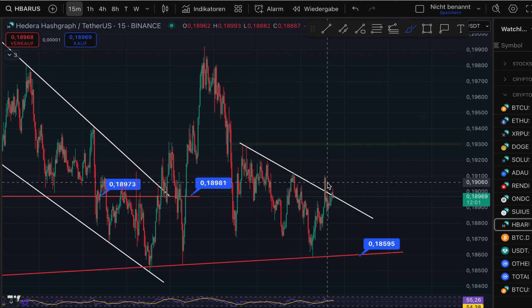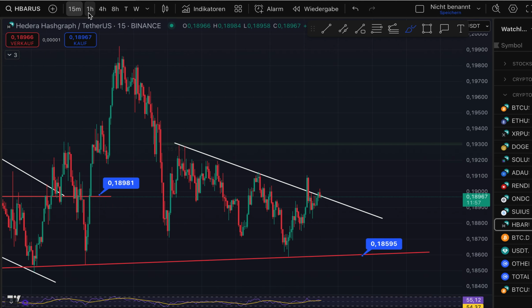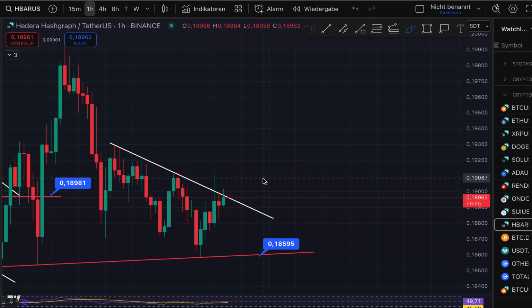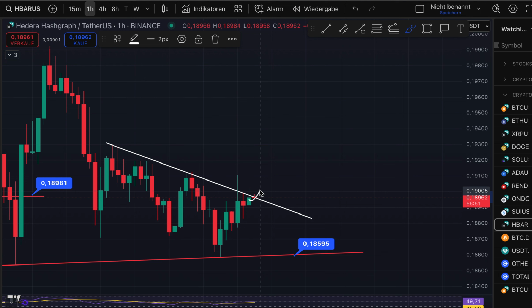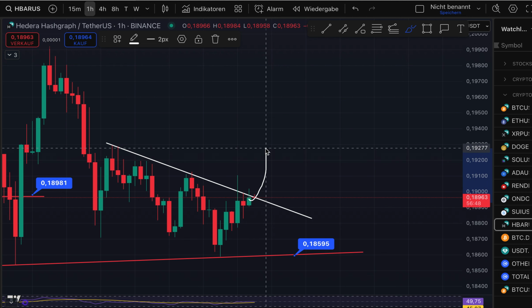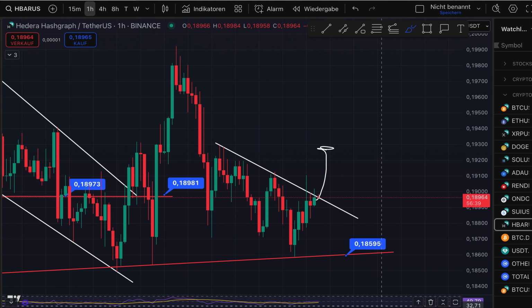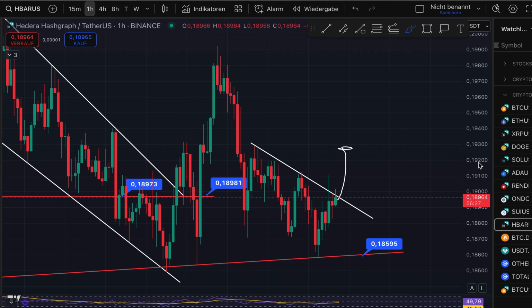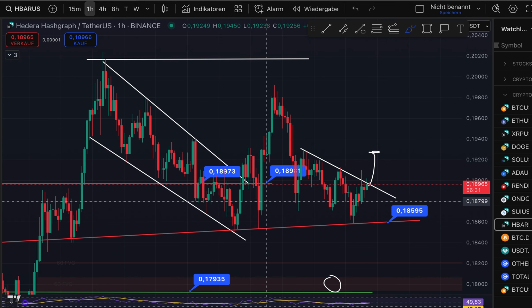So what about HBAR? I also have put here a trend line. We have to go into the 1 hour chart. Yeah, maybe we get a breakout soon. If we do, it's positive, might be even long, up to 19.3 cents. Yeah, it's not based on chart pattern. For sure, I can make it, for example, as a falling wedge, but I don't like to do it with this certain price development.